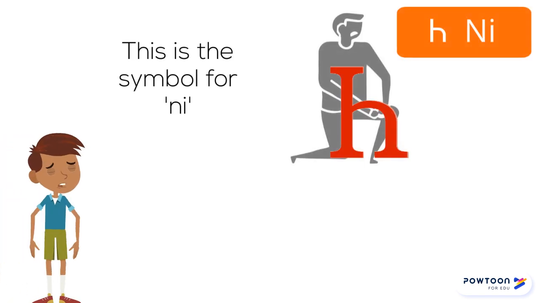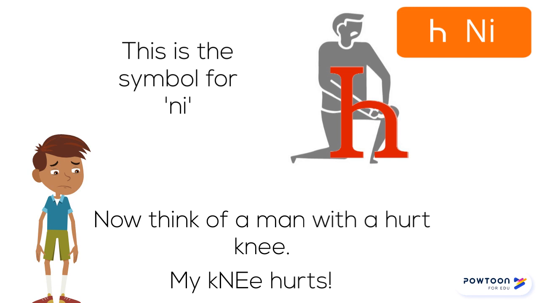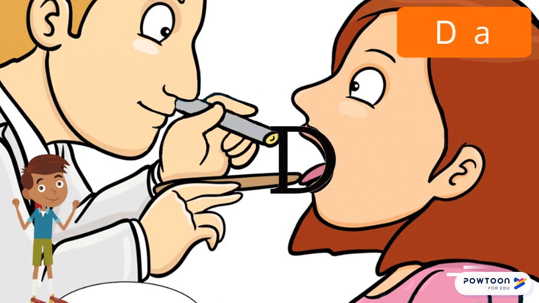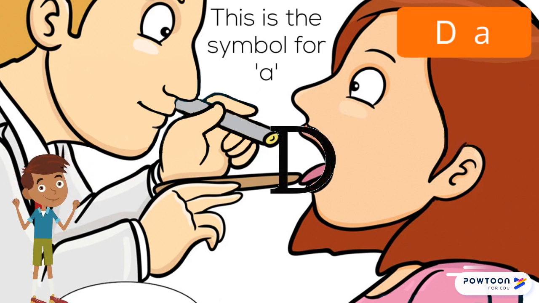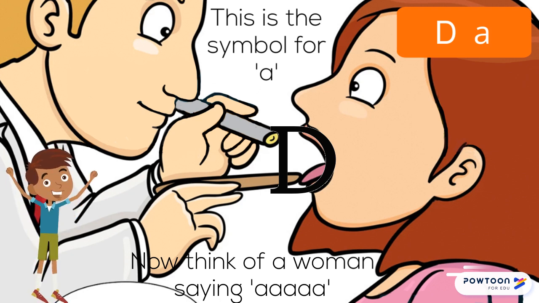This symbol is ni. Now think of a man with a hurt knee. My knee hurts. Ni. Now try this one. This is the symbol for ah. Now think of a woman saying, ah.